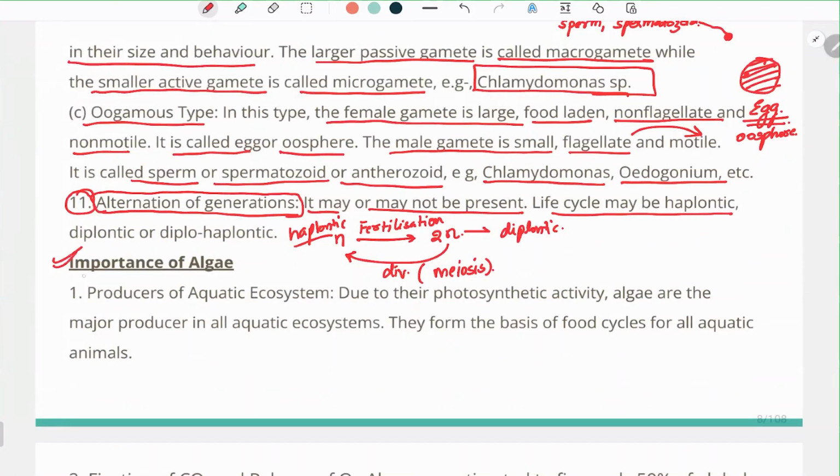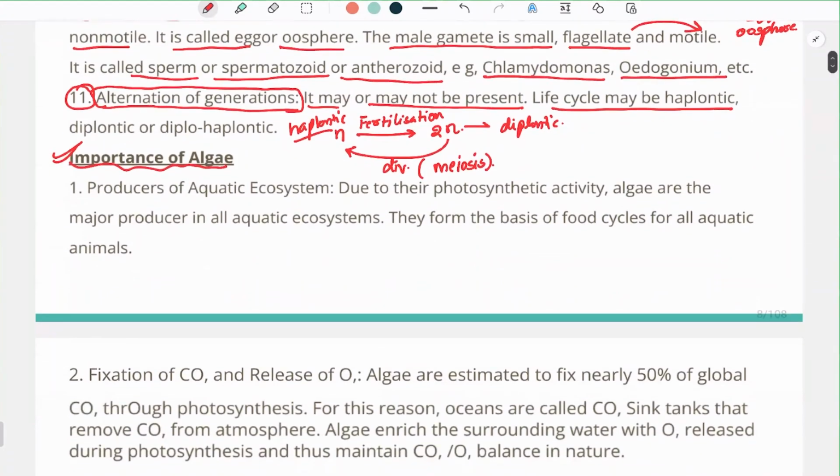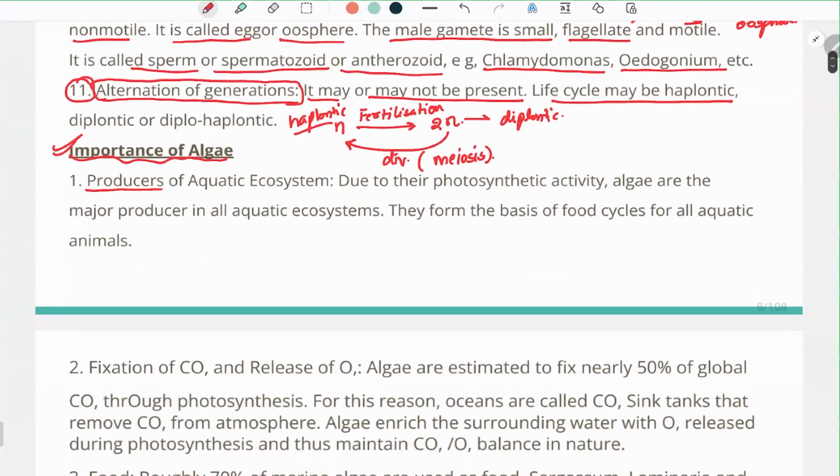Now, importance of algae. Why algae? Why do we study a subject? In order to know its importance, because it is important to us, so we have to study a particular thing to gain knowledge as well as to know how we can use it in our life. So the importance of algae is that they are the primary producers of the aquatic ecosystem.